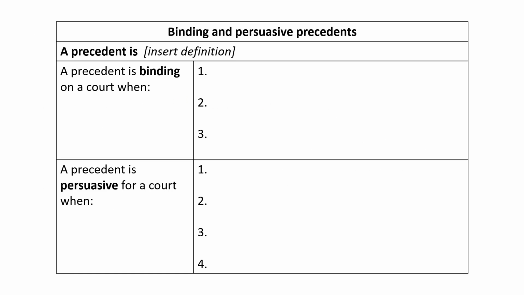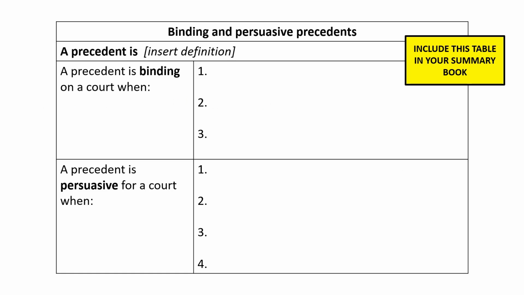Now, I want you to include in your summary books a table like that on this slide. Please complete this table by setting out in the table the definition of precedent, the 3 conditions which a precedent must satisfy for it to be binding on a court, and the 4 circumstances in which a precedent will be persuasive for a court.